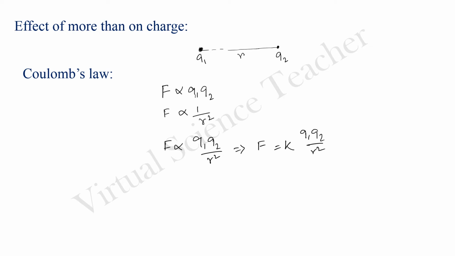Now an interesting case arises that we can consider only the vicinity, that means in vacuum. In vacuum, in CGS unit, k equals 1, and in SI unit, k equals 1 by 4 pi epsilon naught, where epsilon naught is the permittivity of free space.